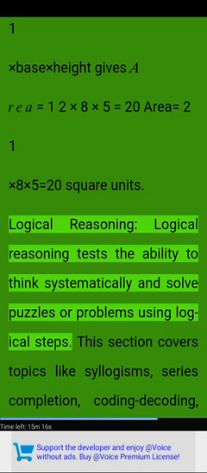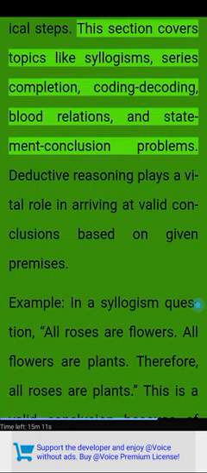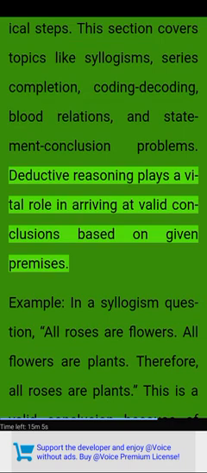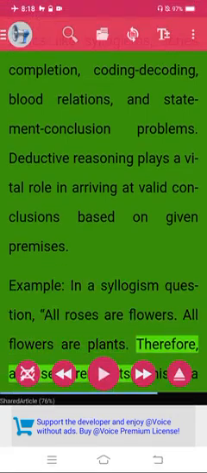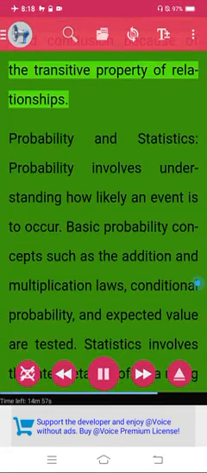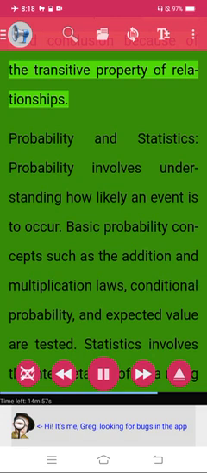Logical reasoning. Logical reasoning tests the ability to think systematically and solve puzzles or problems using logical steps. This section covers topics like syllogisms, series completion, coding decoding, blood relations, and statement conclusion problems. Deductive reasoning plays a vital role in arriving at valid conclusions based on given premises. Example: in a syllogism question, all roses are flowers. All flowers are plants. Therefore, all roses are plants. This is a valid conclusion because of the transitive property of relationships.